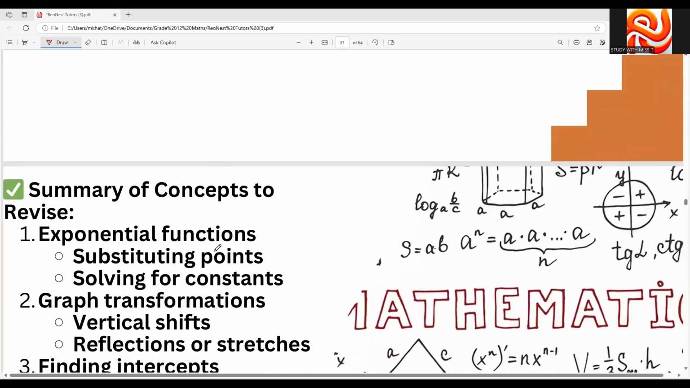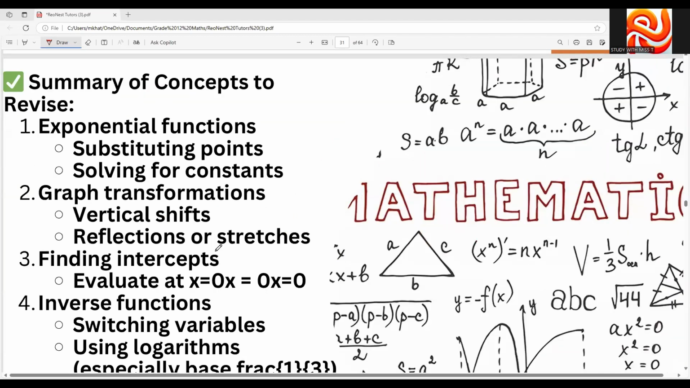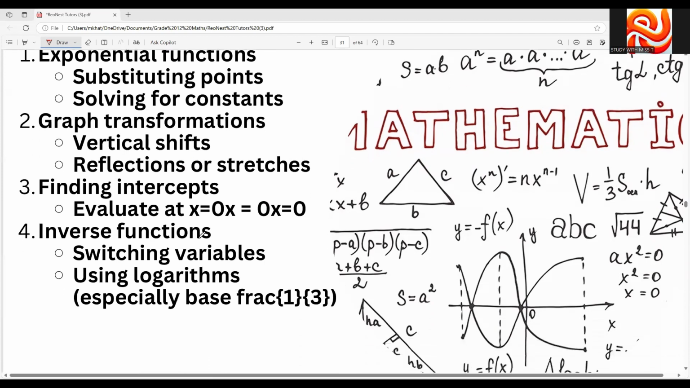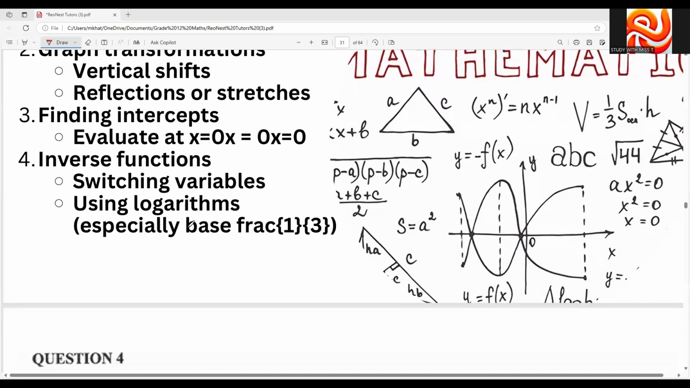All right. So in question 4, you need to be able to know your exponential functions, substituting the points, solving for constants, the graph transformation, the vertical shifts, the reflection or the stretches. You need to be able to know by now how to find the intercepts, right? And the inverse functions, switching variables and using the logarithmics, right? And especially the base of fraction of 1, which is actually 1/3. So this is written in LaTeX manner, okay?